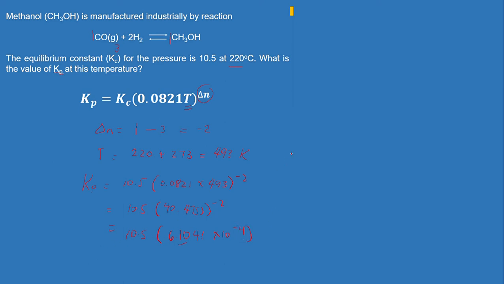So, multiply that, we will get Kp is equal to, okay, so times 10.5, you will get 6.41 times 10 to the negative 3. That will be the value of your Kp. Okay? Using this equation. Kapag ang given ay Kc at ang hinahanap ay Kp.